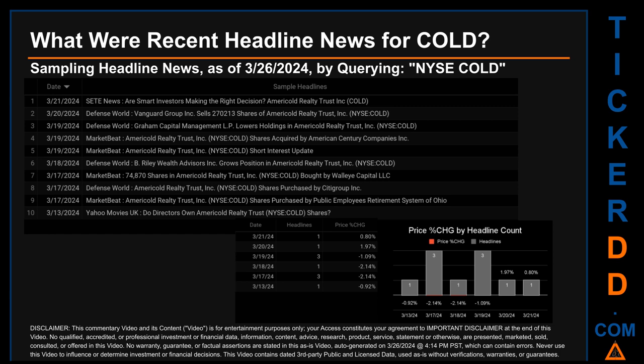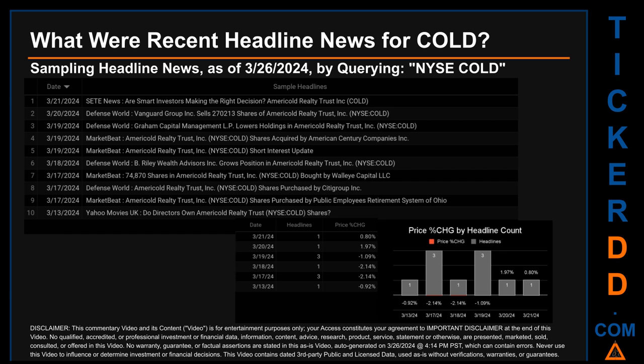Then, for the second day with the most discovered headlines, on Sunday, March 17, 2024, first, MarketBeat published the headline that read, "74,870 shares in Americold Realty Trust, bought by Walleye Capital LLC." Second, Defense World published the headline that read, "Americold Realty Trust shares purchased by Citigroup Inc." Third, MarketBeat published the headline that read, "Americold Realty Trust shares purchased by Public Employees Retirement System of Ohio."